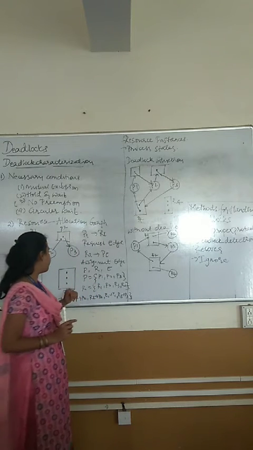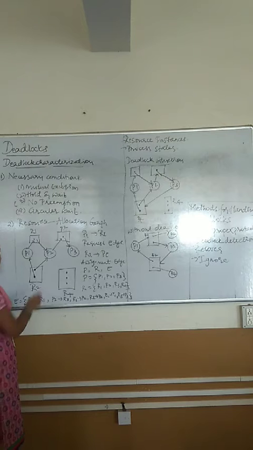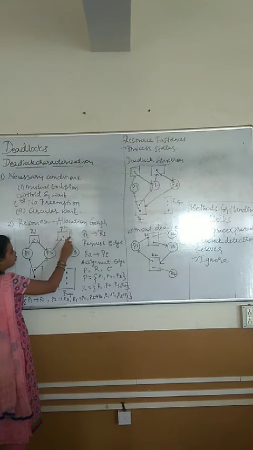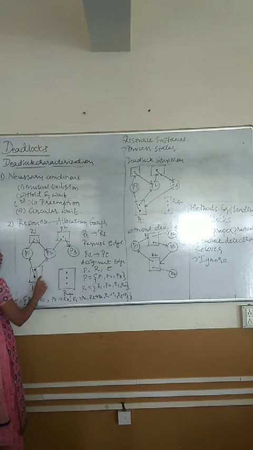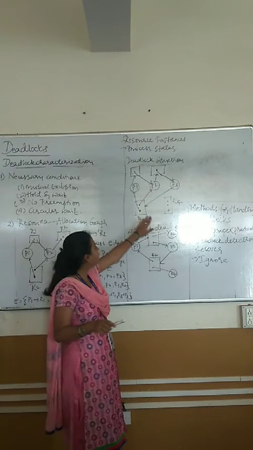Let us see one example here. In this, there is a cycle. There is a cycle from P1 to R1, then P2, then R2, then here P1, R1. So it is having a cycle. So let us see a clearer example here.